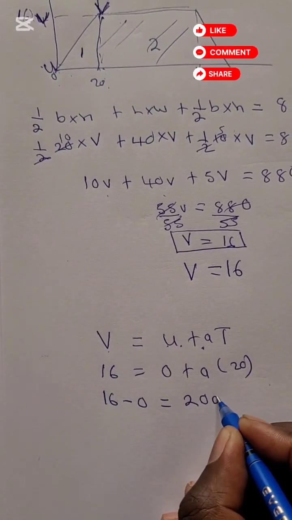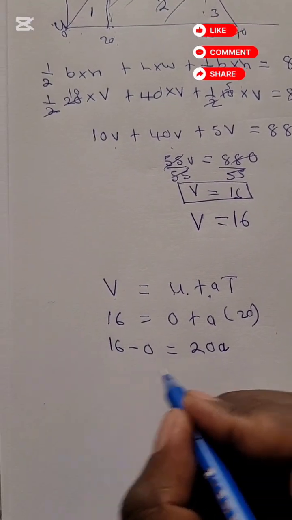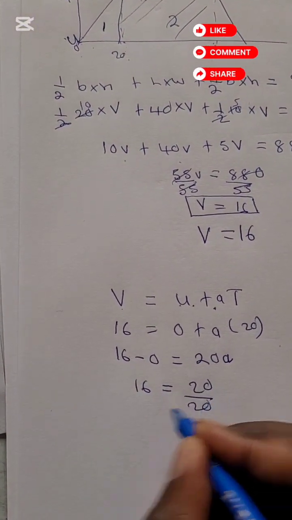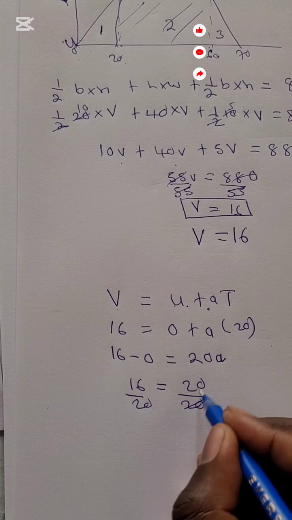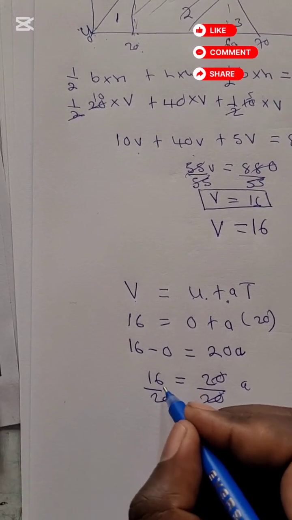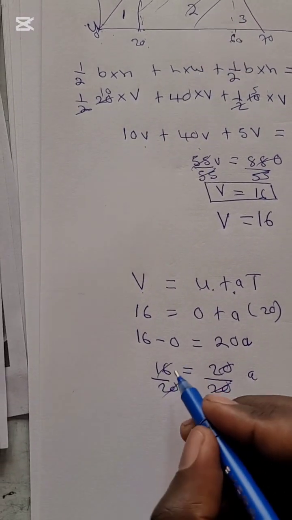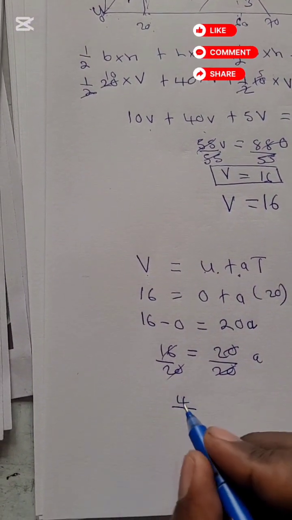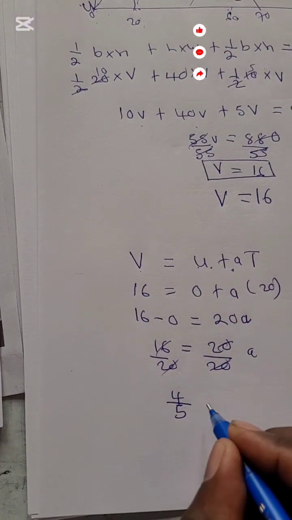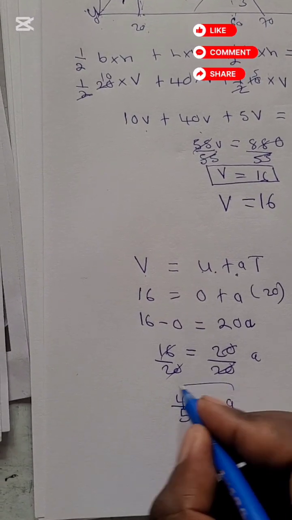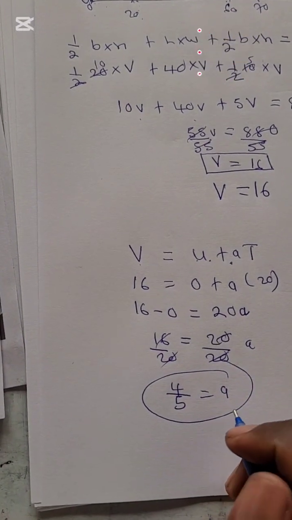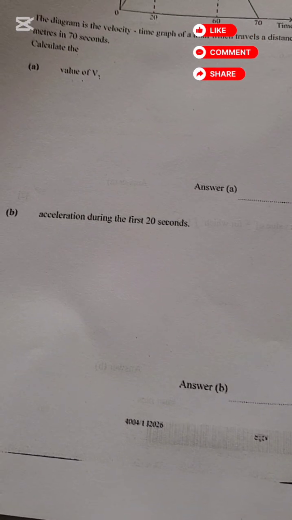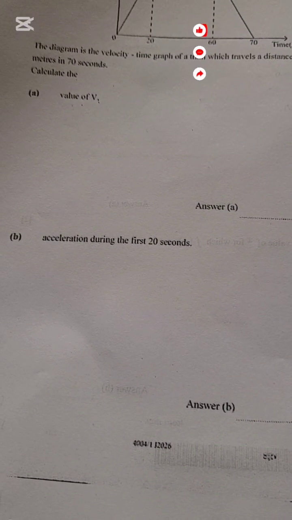We want to find the acceleration. So 16 is equal to 20A. We divide both sides by 20. Okay, so let's simplify it. 4 into 16 is 4, then 4 into 20 is 5. So it's equal to A, so it's 4 over 5. That's the acceleration during the first 20 seconds.